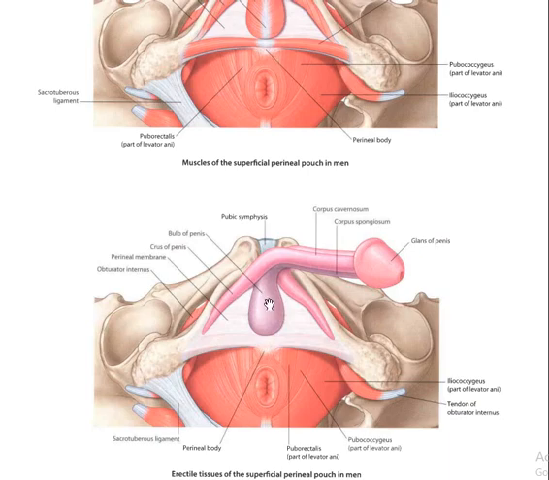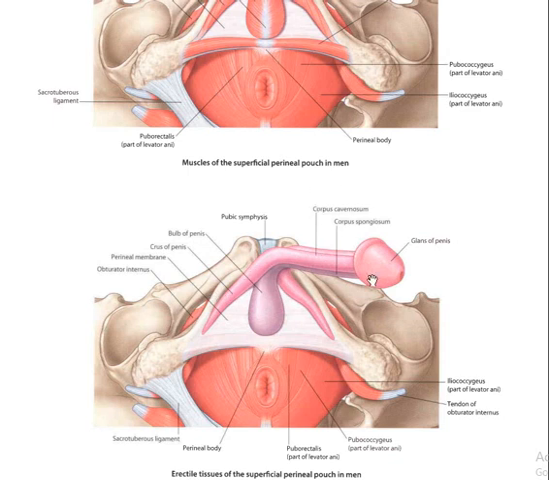Now, at this position here, deep to the bulbospongiosus muscle, you have the bulb of the penis. Deep to the ischiocavernosus, you have the crus of the penis, and here's the perineal membrane. So when you remove the muscles, you can visualize here. At the position here, the crus of the penis anterior, you have the corpus cavernosum.